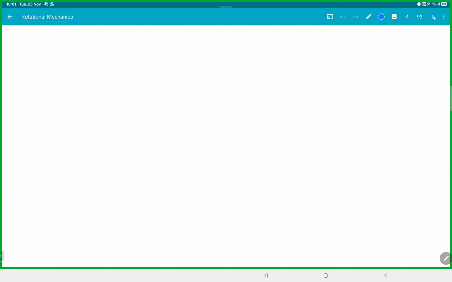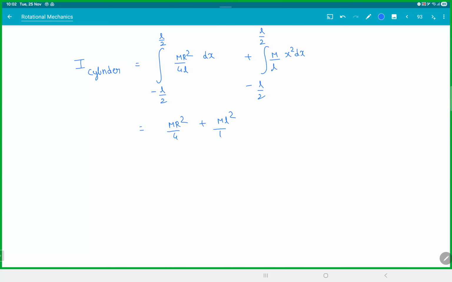So integrate for this. So I of that cylinder will be integral M r square by 4L dx, limits will go minus L by 2 to L by 2, plus M by L x square dx, limits will go from minus L by 2 to L by 2. That would be M r square by 4, and this will be M L square by 12.